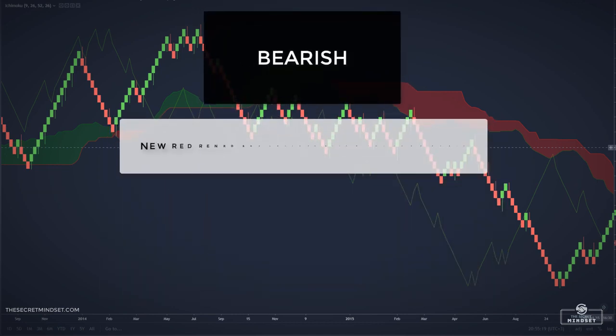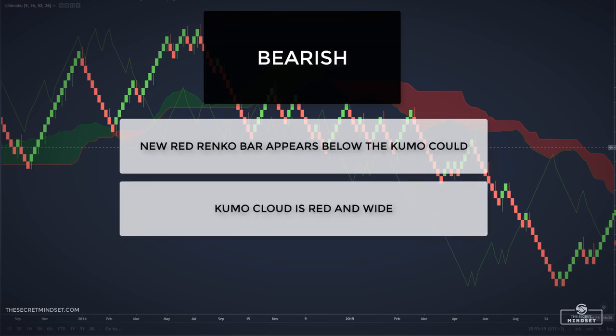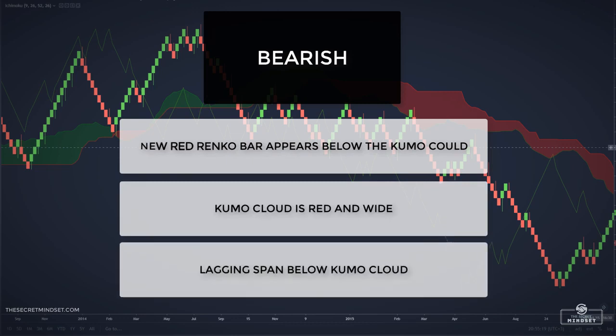And for sell positions, a new Renko bar appears below the Kumo cloud. The Kumo cloud is red and preferably wide, and the lagging span is below the Kumo cloud.